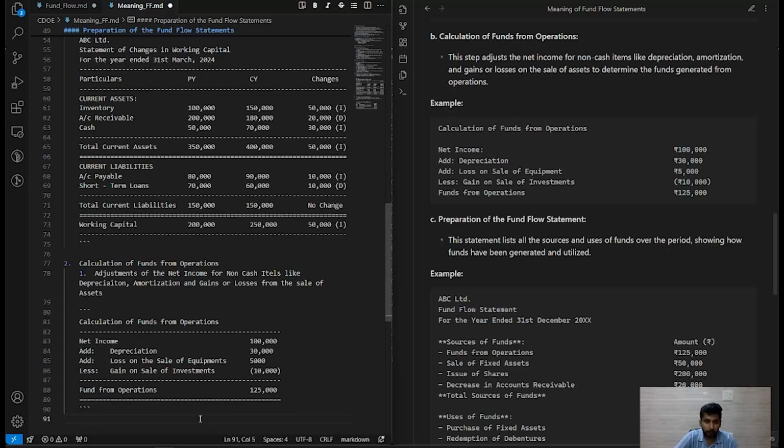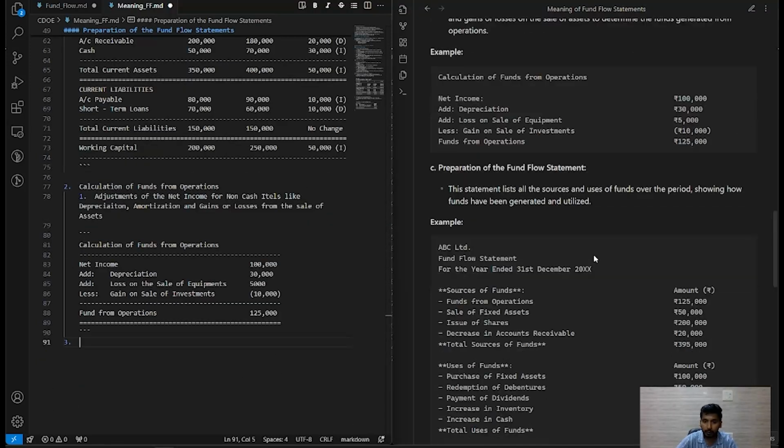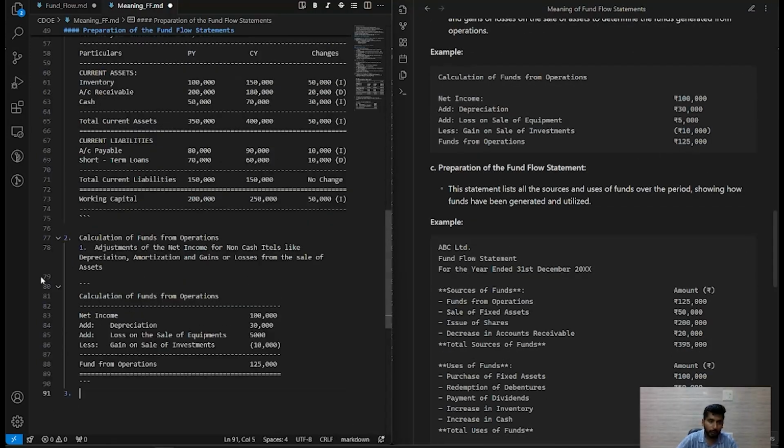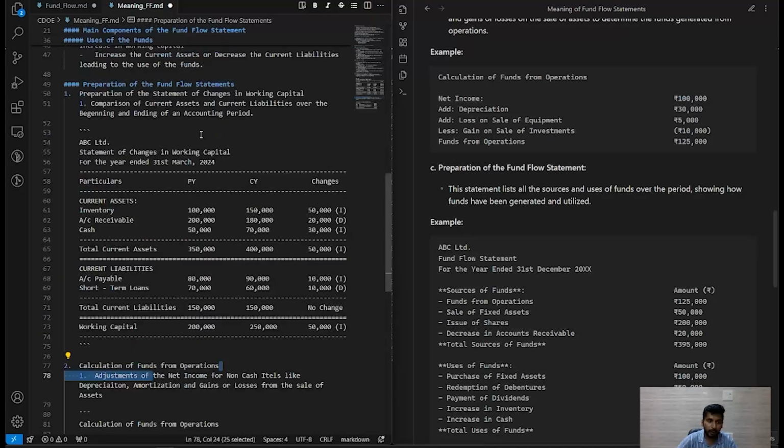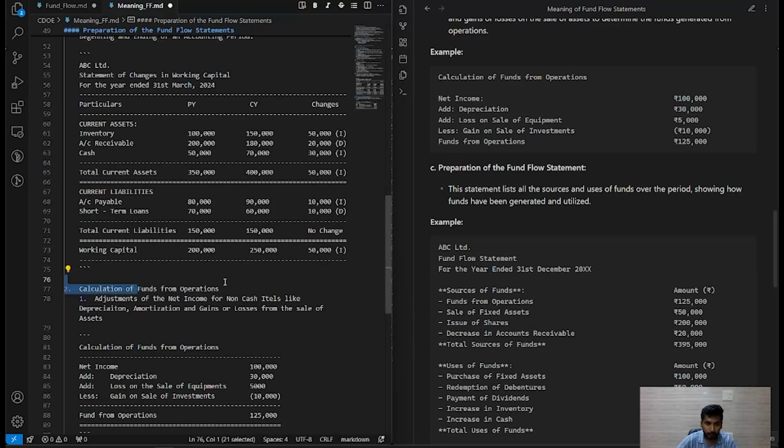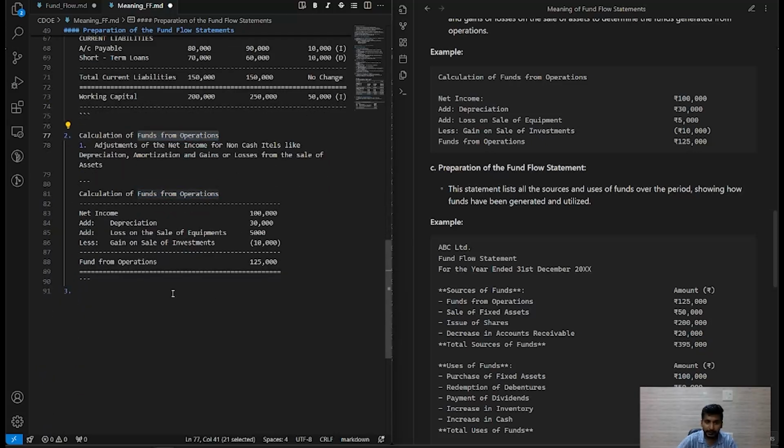Okay. Then in the end, we'll prepare the final fund flow statement. Now, how will we prepare that? And what is the fund flow statement? You are aware about the calculation of the funds from operation. You are aware about the preparation of the fund flow statement by making the changes in the working capital and by making the funds from operation. Now the final step is preparing the fund flow statement.